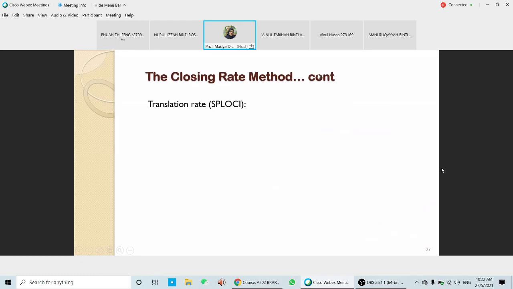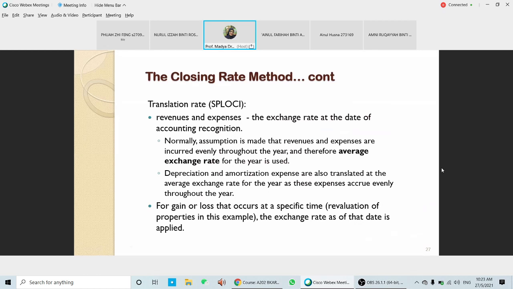So with the closing rate method, how are we going to translate? To translate the statement of profit or loss and other comprehensive income, revenue and expenses will use the exchange rate at the dates of the accounting recognition. But normally the assumption is made that revenue and expenses are incurred evenly throughout the year, so we are using the average exchange rate for the year. Depreciation and expenses are also translated at the average rate of the year, as we assume these expenses accrue evenly throughout the year.